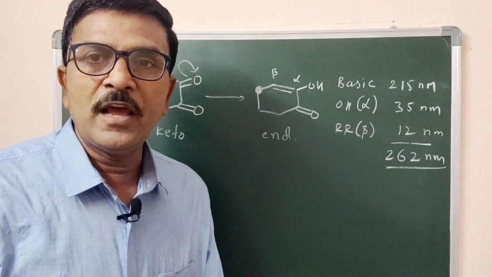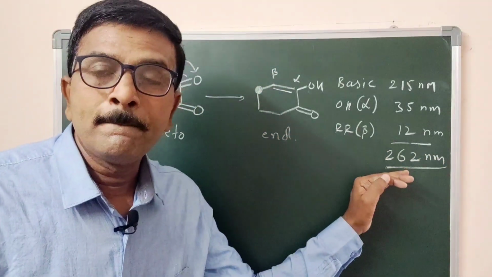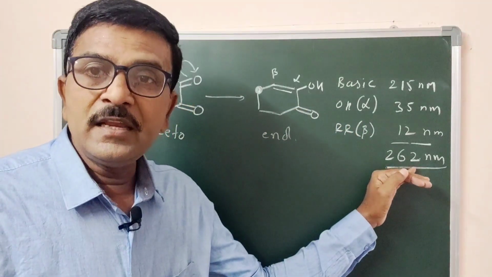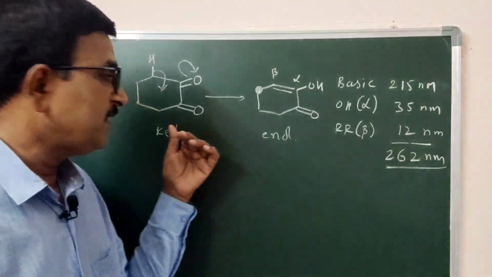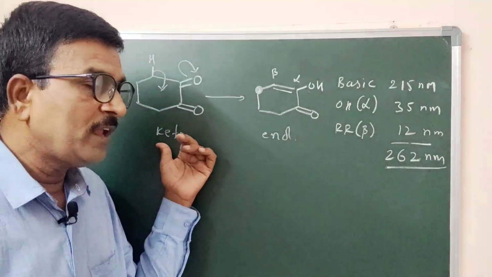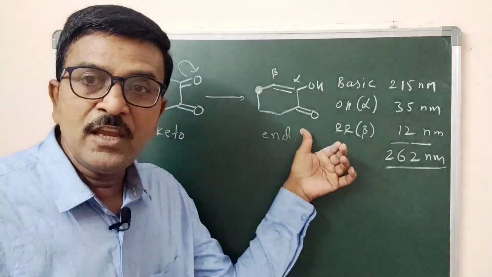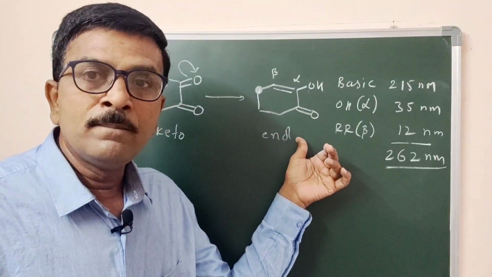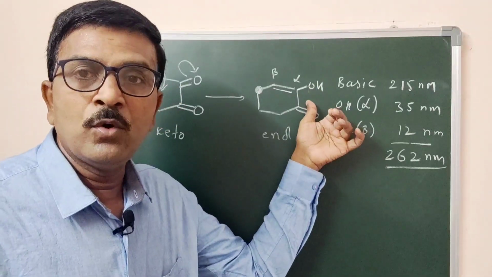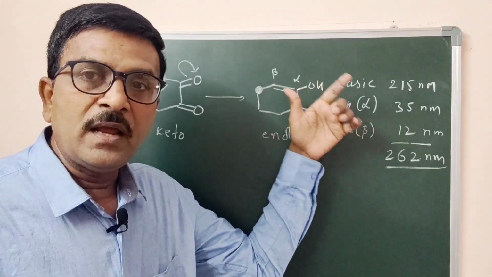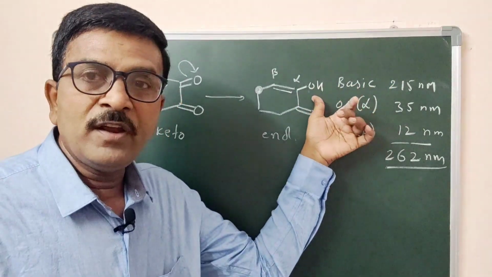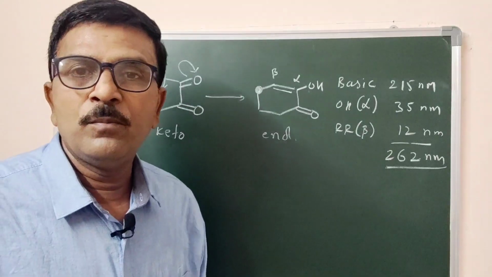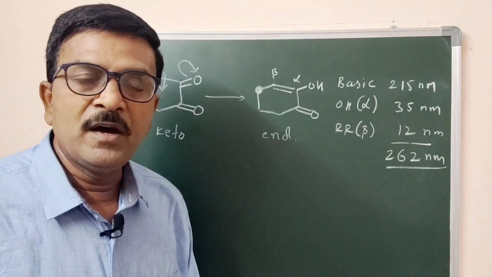So 262 nanometer. So in this way, the absorption maxima for diketones can be calculated. This is the diketone which we started from here, and in its enolic form it looks like alpha beta unsaturated carbonyl with some substituent, particularly OH substituent. So we can add a substituent effect and ring residue effect to the basic value, then we will get 262 nanometer for its absorption maxima.